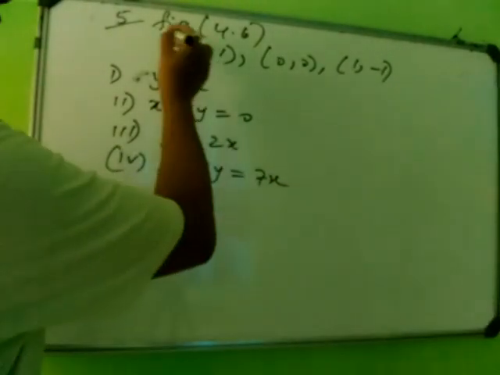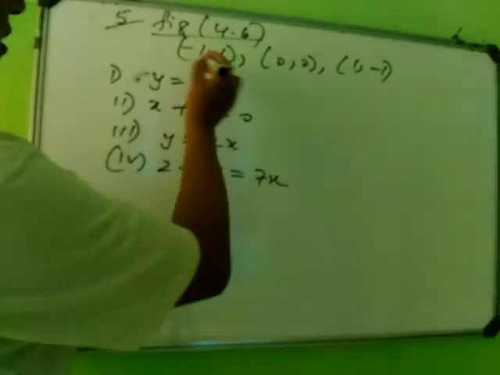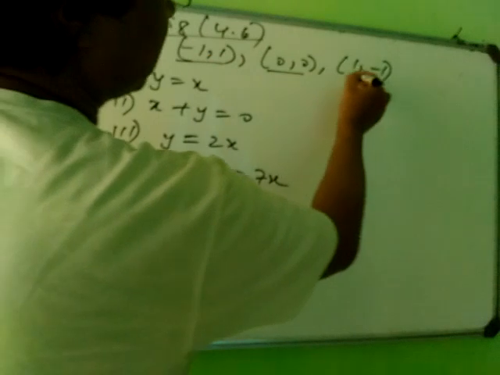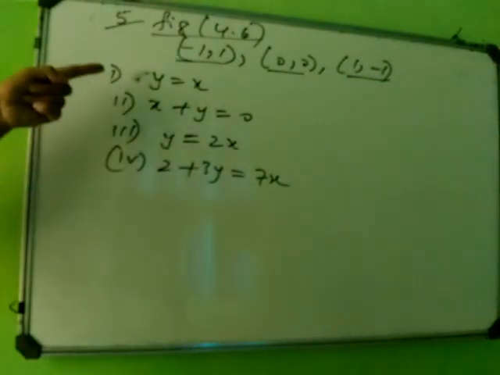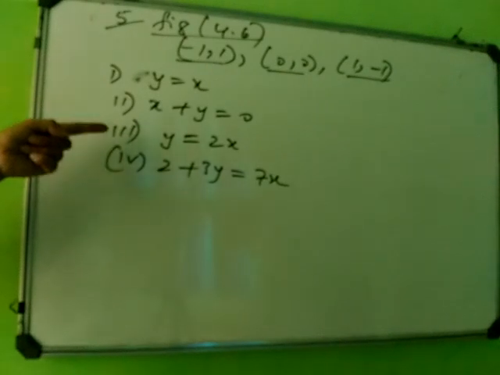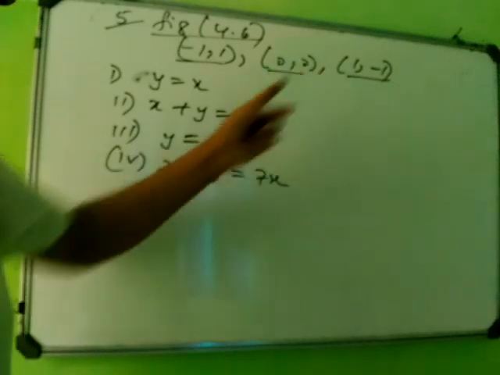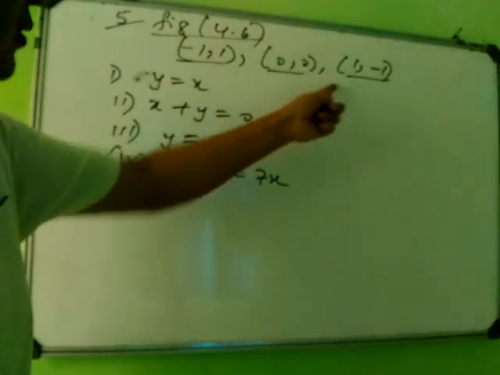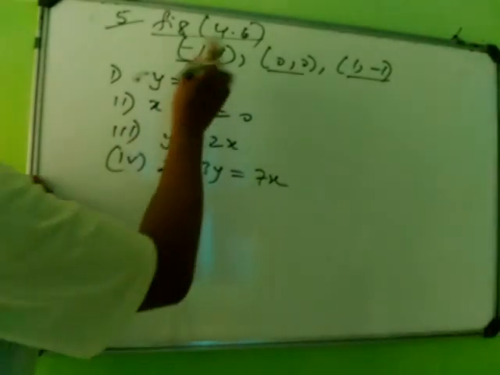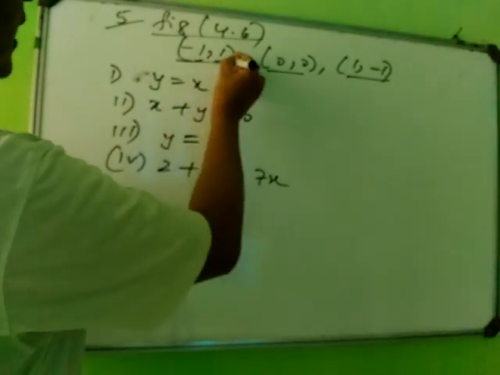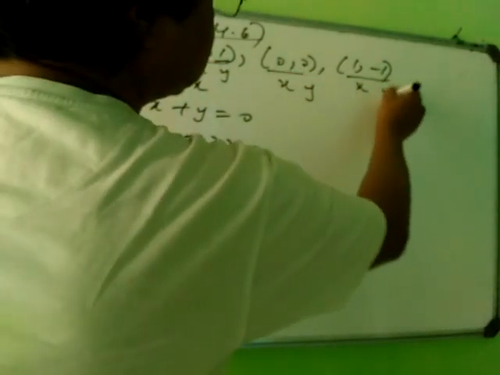Let us see figure number 6, question number 5. They have given these 3 points in the graph. Now you have to choose which equation best fits these 3 points. That means if you draw the graph, these 3 points should lie on that graph. So now let us see. This is x, this is y. So it is x, y; x, y; x, y.